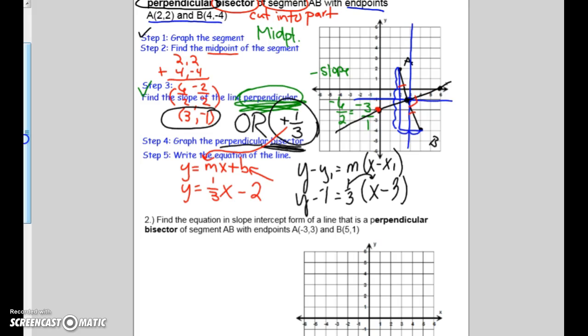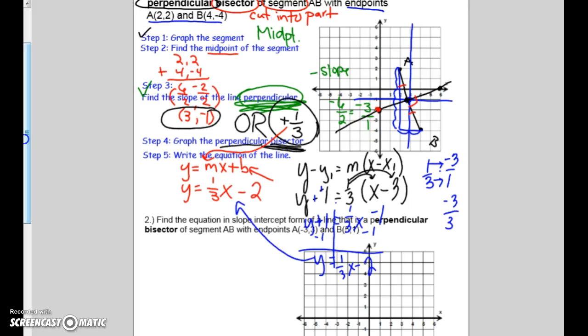I can distribute here, right? So this becomes a positive because it's y plus 1 is equal to 1/3 x. And then it's going to be 1/3 times -3 over 1. Well, what's 1 times -3? -3. And what's 3 times 1? What's -3 divided by 3? -1. And then from here, I would have to subtract 1 from both sides, right? So that gives me y is equal to 1/3 x minus 2. Did I get the same thing here? Did it seem easier to use the graph? Yes, but they're not always going to give you a graph.